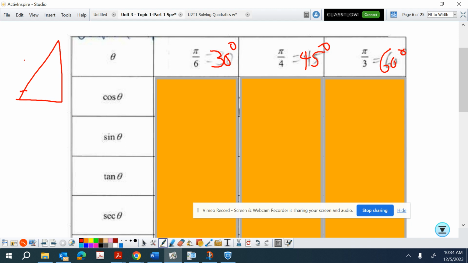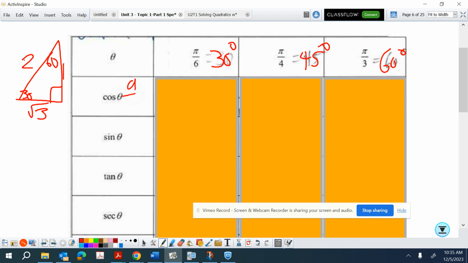I'm going to put 30 here. I'm going to put 60 here. And remember, because it is a Pythagorean triple or a special right triangle, I know that across from 30 is a measurement of 1, across from 90 is a measurement of 2, and across from 60 degrees is square root of 3. So now I can do my cosine ratios.